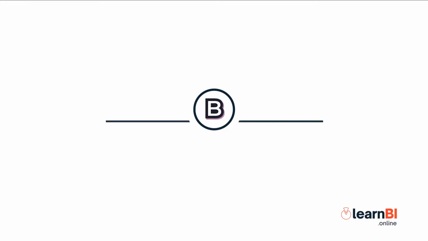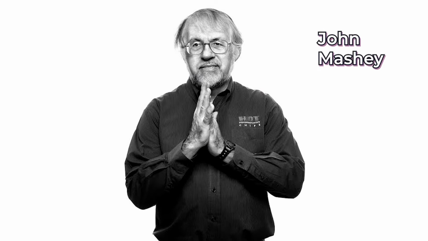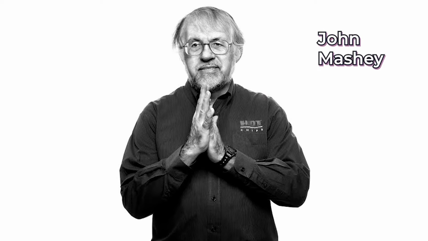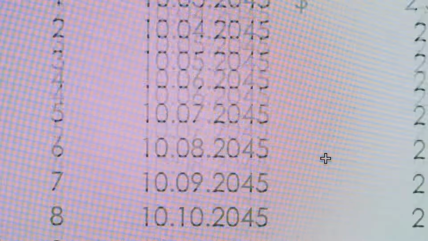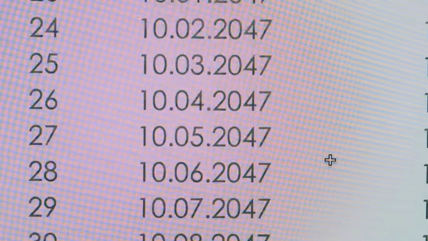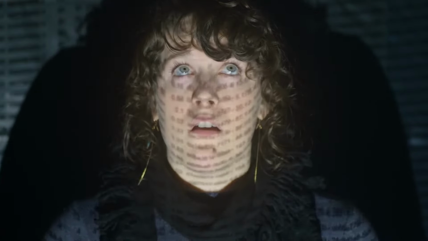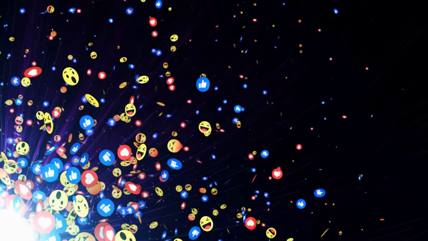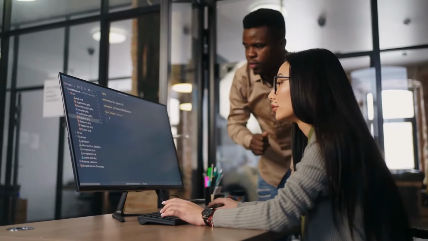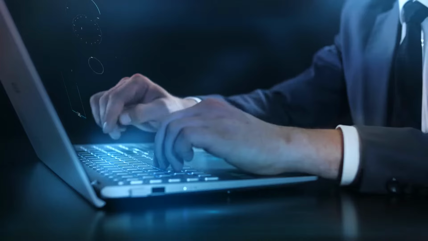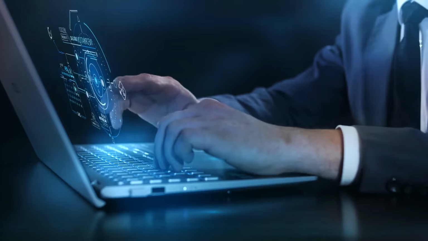B is for big data. Big data is the term coined in 1990 by John Mashey, and relates to very large and potentially complex datasets that traditional data processing applications may struggle to handle. For example, a platform like Facebook records and tracks billions of interactions per day. Big data tools and techniques allow them to store and make sense of all of that data.